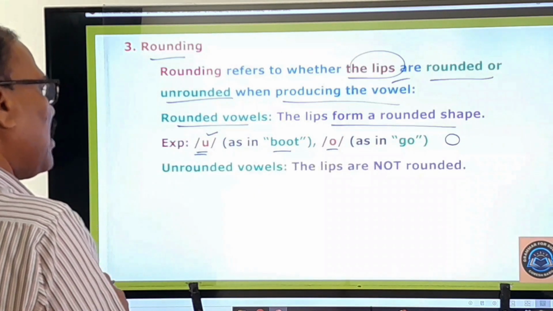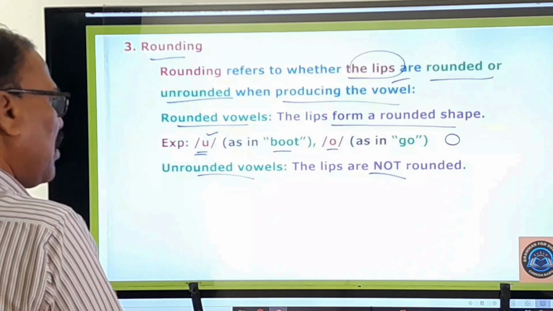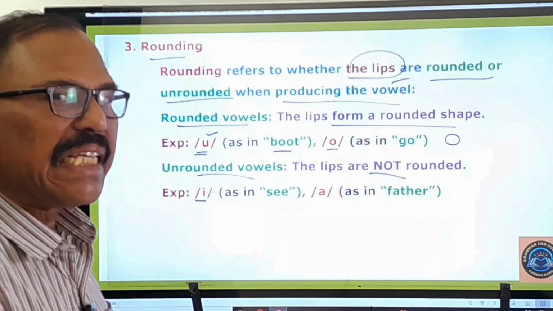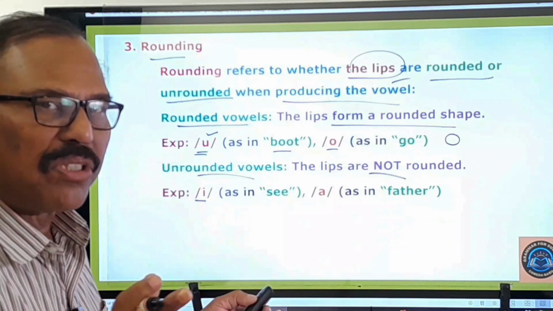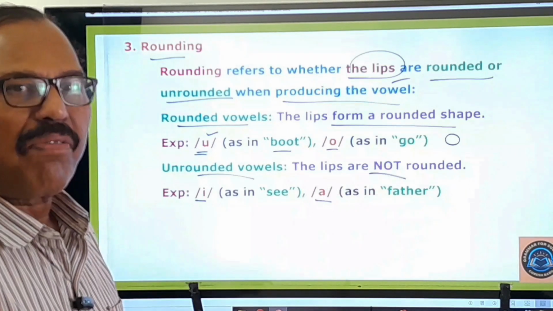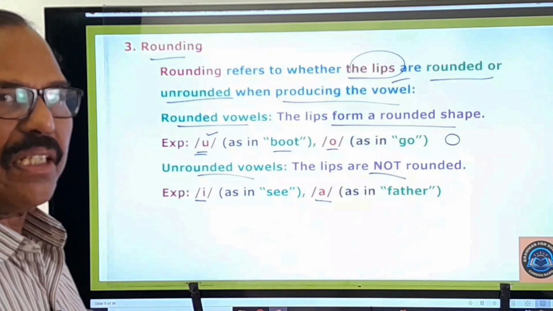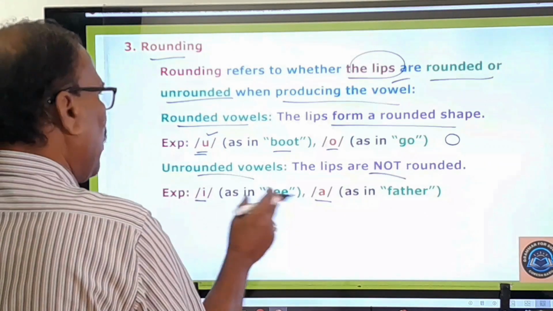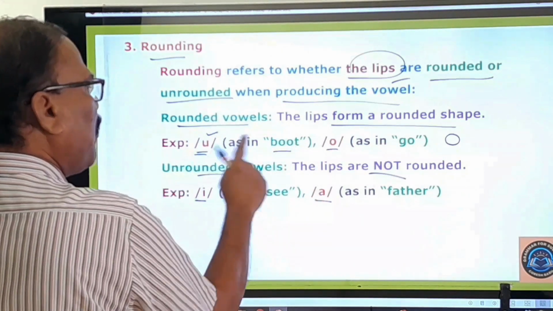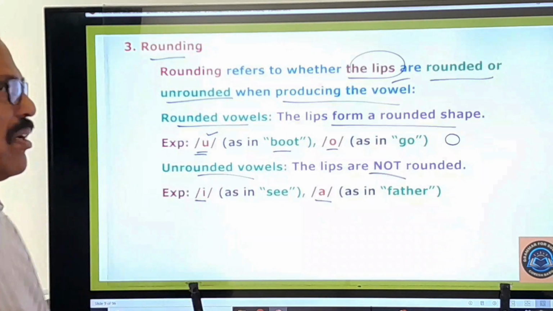In the production of certain other vowels, the lips are not rounded. What are the unrounded vowels? Here you pay attention. E is there. See, the lips are wide apart. A, father. So in this word father, fa, the lips are getting separated. They are not getting rounded. Okay, E and A. So in the production of the rounded vowels, lips are rounded, and in the production of these vowels, lips are not rounded.